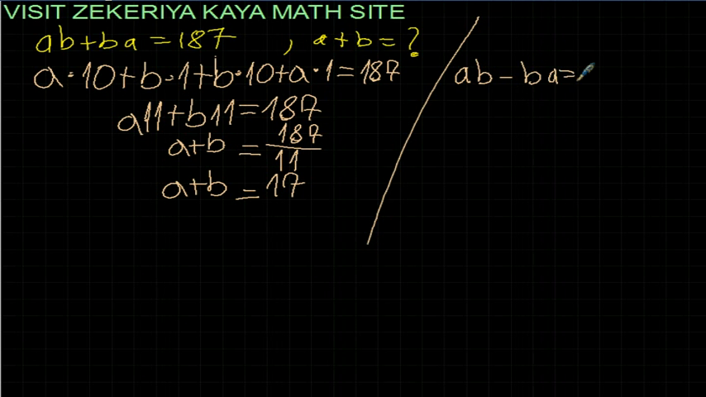AB minus BA is equal to 135. Then find A minus B. New question. So A is bigger. Yes, it has to be.